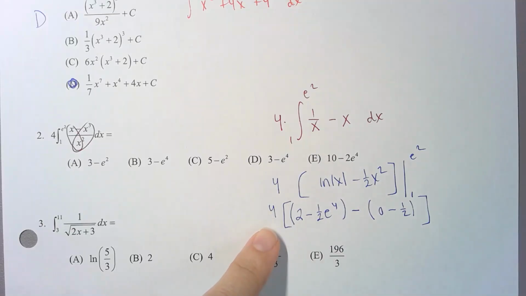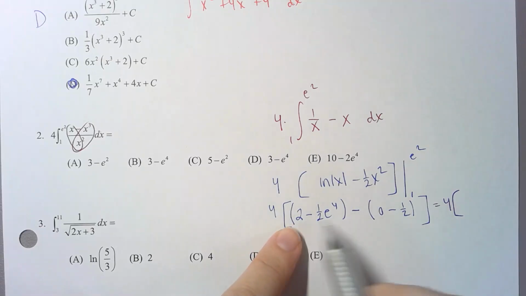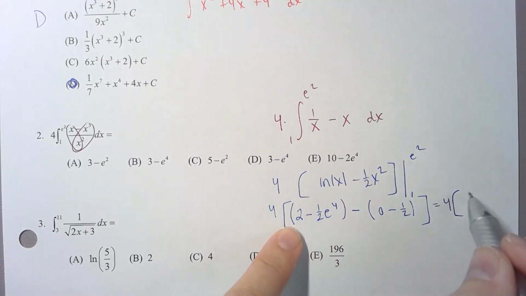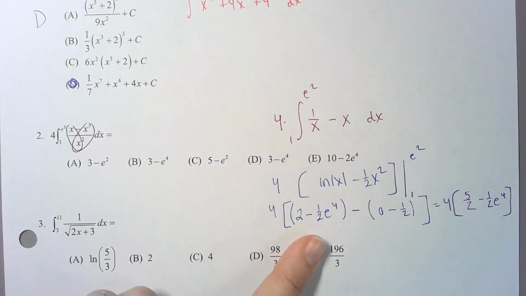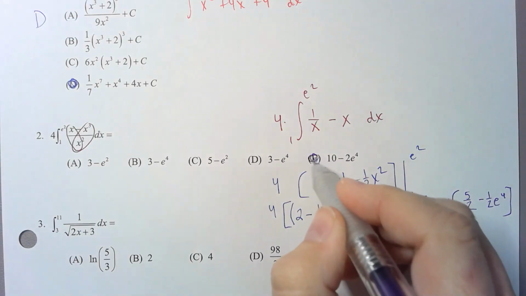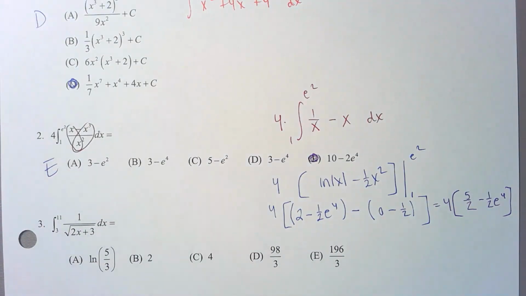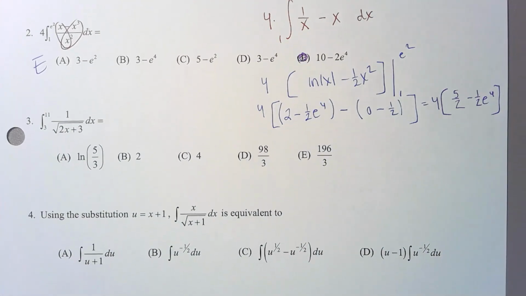And we're just going to clean that up. My gosh, I don't know why I was writing so big. I am really out of room. But I've got a 2 plus 1/2, which is 5/2, and then minus 1/2 e to the 4th. So what does that give us? 10 minus 2e to the 4th, which is letter E. Good.